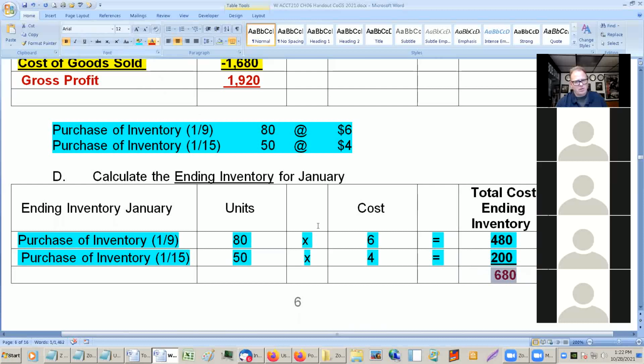That should be our ending inventory, 680. And again, starting in February, the layer from 1.9 will be the first one sold, and then we'll go to the next one and so on and so forth. Any question on that?